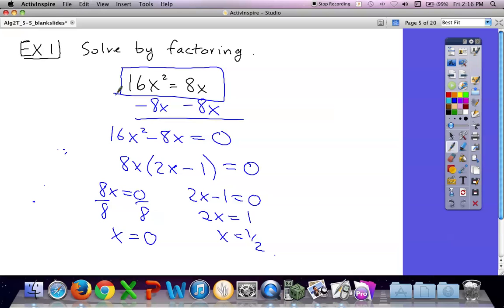Always get the terms on one side and factor. In fact, x equals 0. If you would have divided both sides by x just to get rid of one of the x's, you would have lost one of your solutions. Right? So you don't ever try to do that. Always get it on one side, factor.